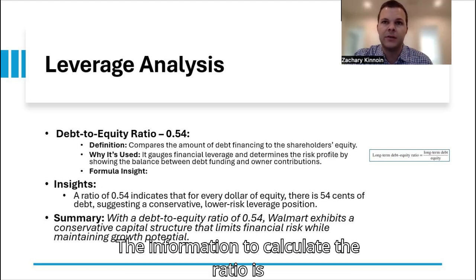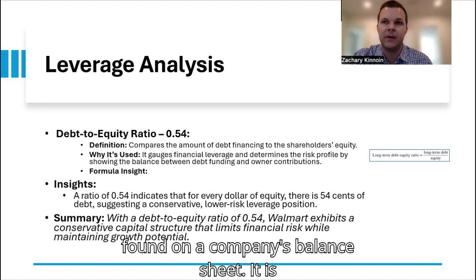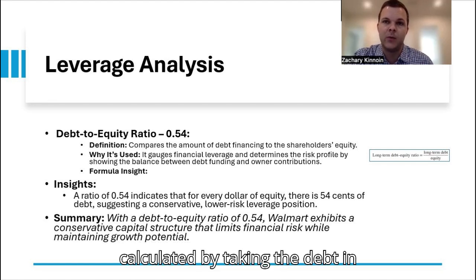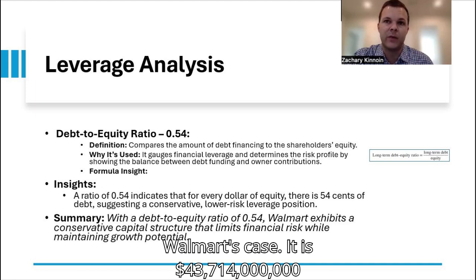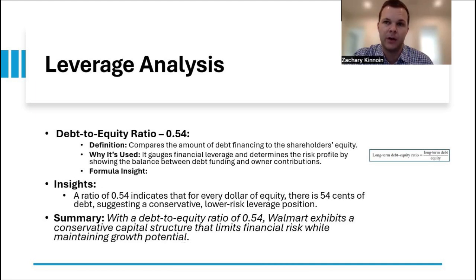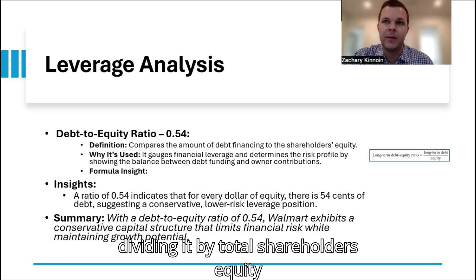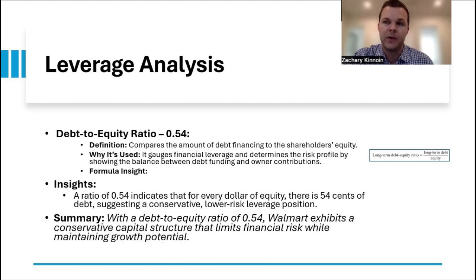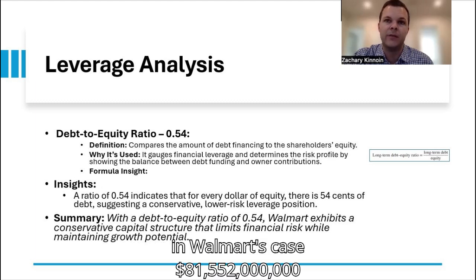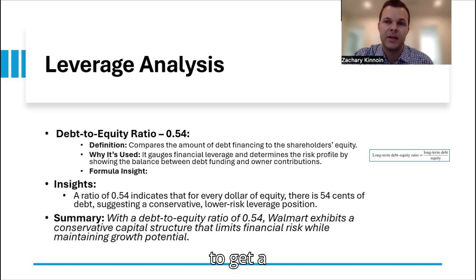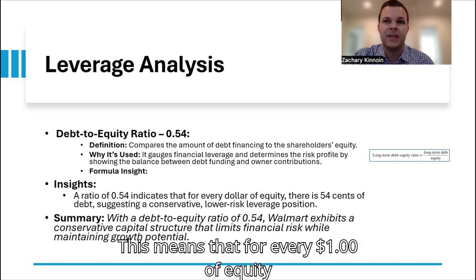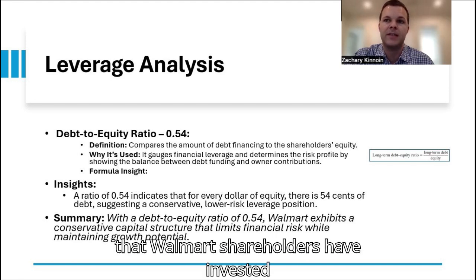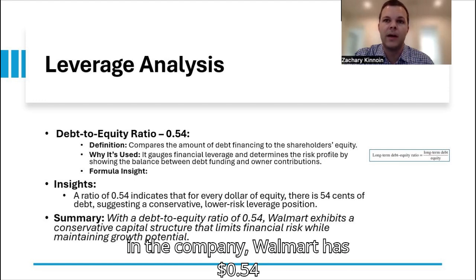The information to calculate the ratio is found on a company's balance sheet. It is calculated by taking the debt. In Walmart's case, it is $43,714,000,000, and dividing it by total shareholders' equity. In Walmart's case, $81,552,000,000, to get a ratio of 0.54. This means that for every $1 of equity that Walmart's shareholders have invested in the company, Walmart has 54 cents in debt.